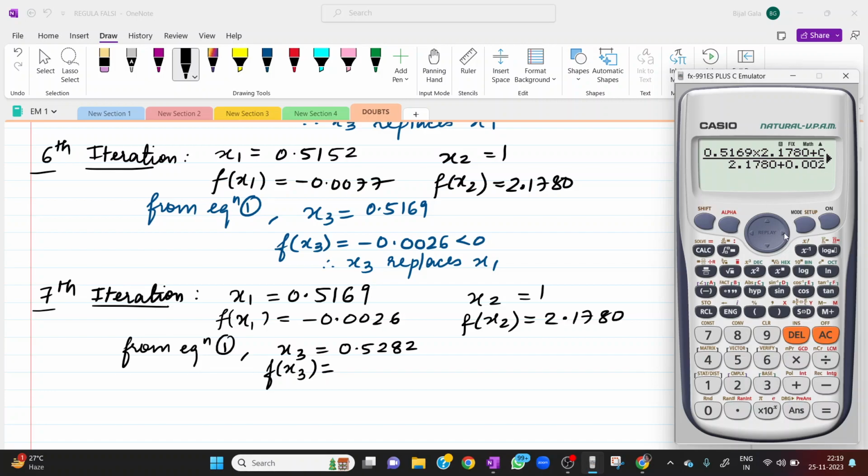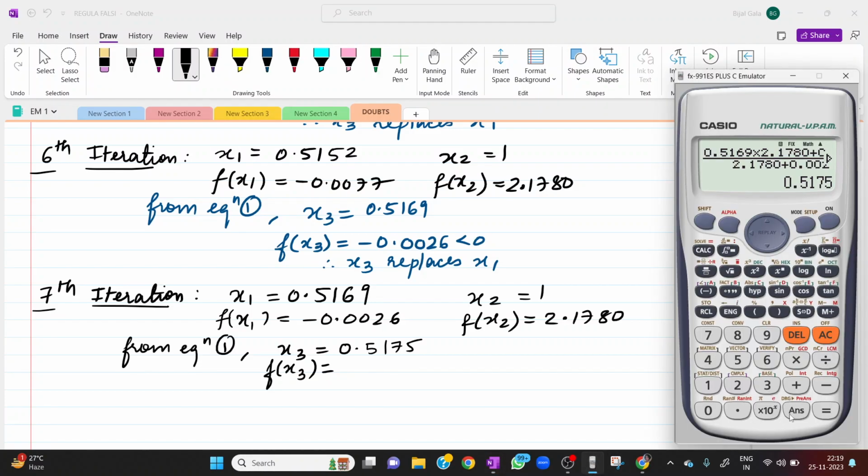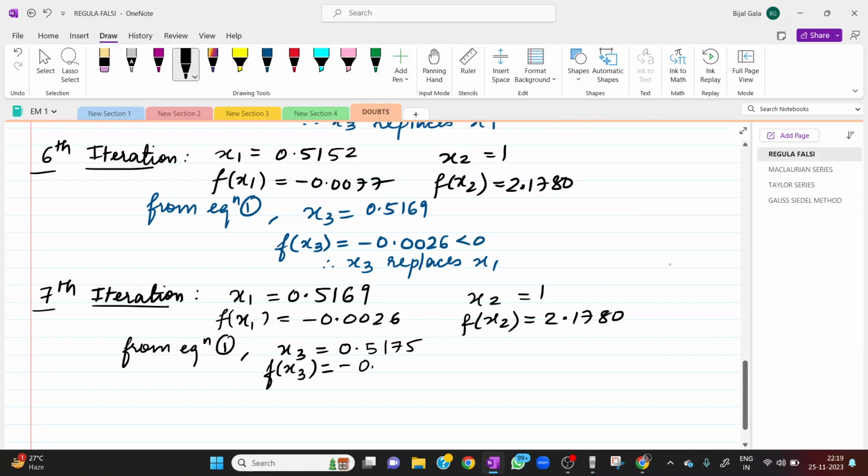0.5169 multiplied by 2.21780 plus 0.0026. Okay, that was a mistake. So you'll have to be careful. Okay, it's 0.5175. This is 0.5175. Okay, so now answer into e raised to the answer minus cos of the answer. That's negative 0.0003.